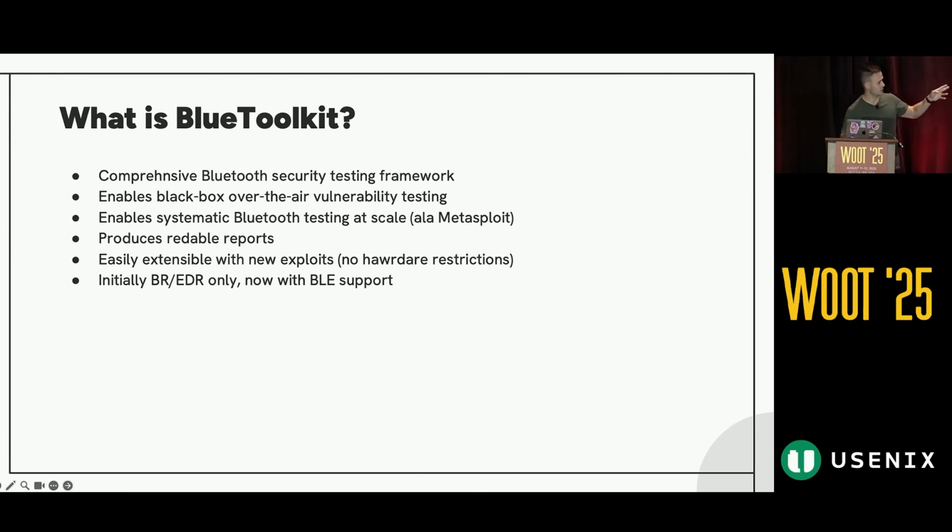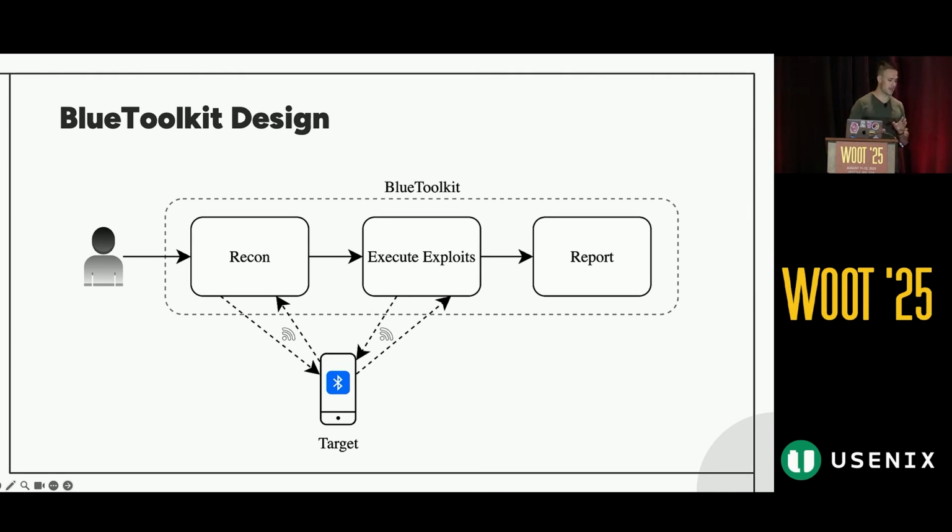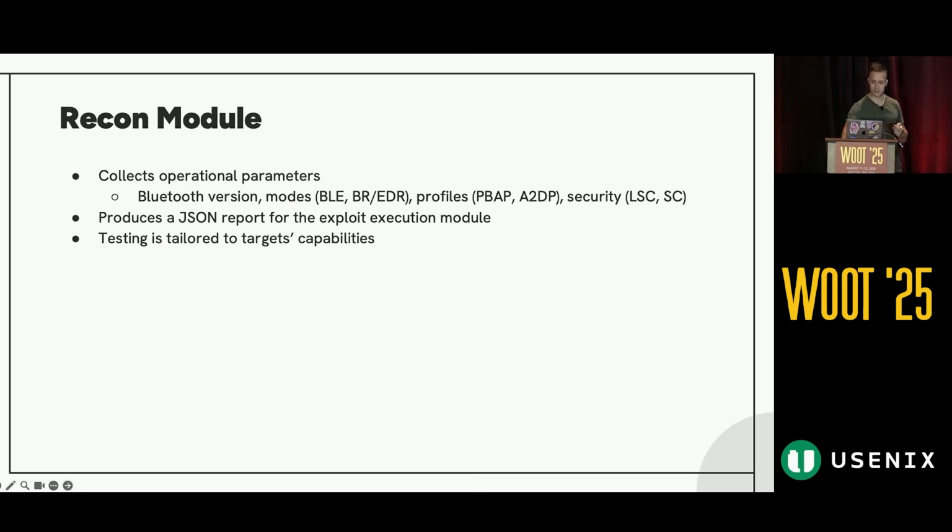It initially worked only for BR/EDR, so Bluetooth Classic, but now we have extended it with BLE support, even though the paper still refers to the Bluetooth Classic version. And the main design is quite simple. We have three sub-modules: a recon module, an execute exploits module, and a report module. The recon and execute exploits modules interact with the target device, and the user only gives the initial input to the recon module and, of course, gets the output.